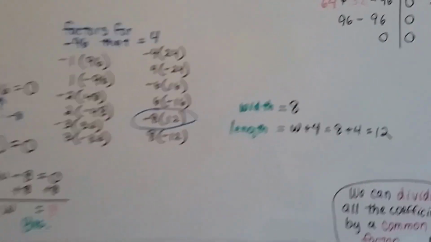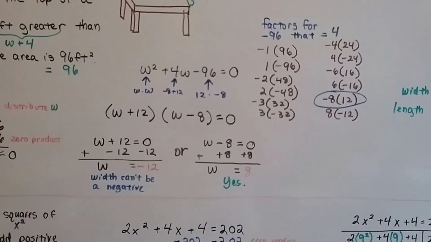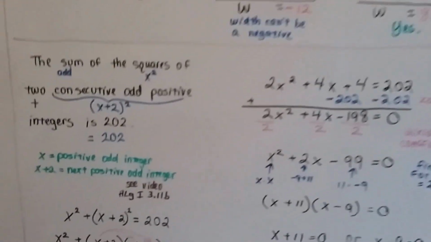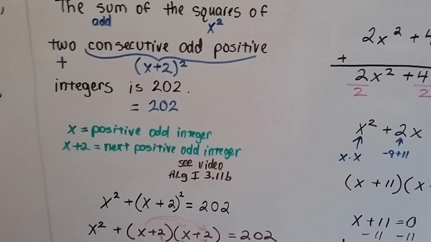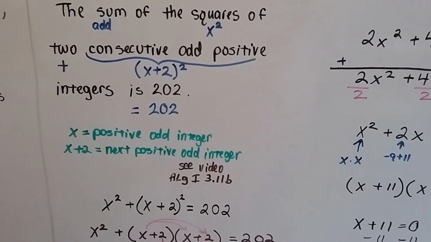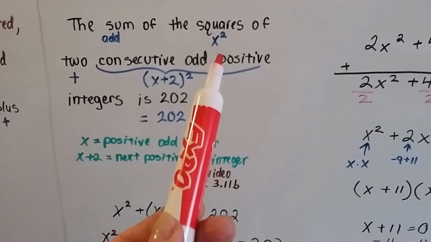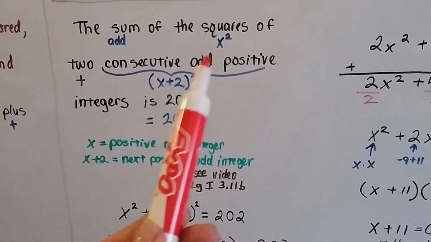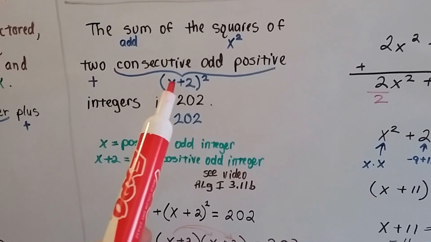Okay? So sometimes common sense will step in and we'll say, well, wait a minute, a width can't be a negative, right? All right, let's check out this one. This is kind of popular. The sum of the squares of two consecutive odd positive integers is 202. Well, the sum tells us we're going to have to add them. And two consecutive odd positive integers would be an x and an x plus 2.